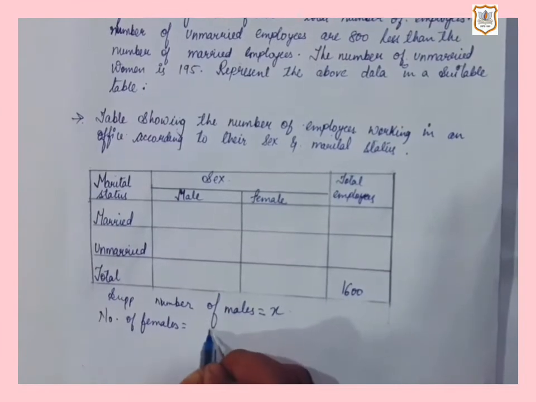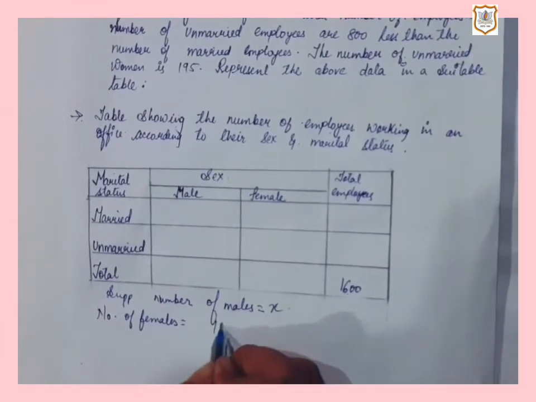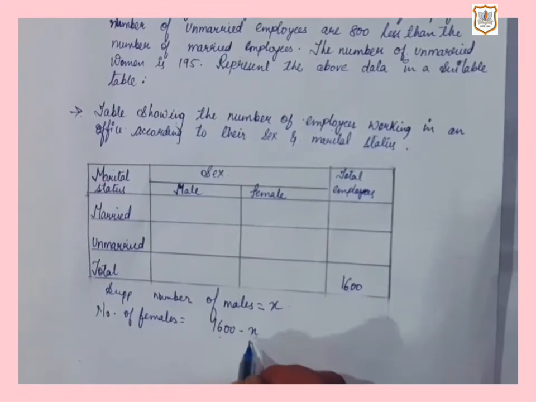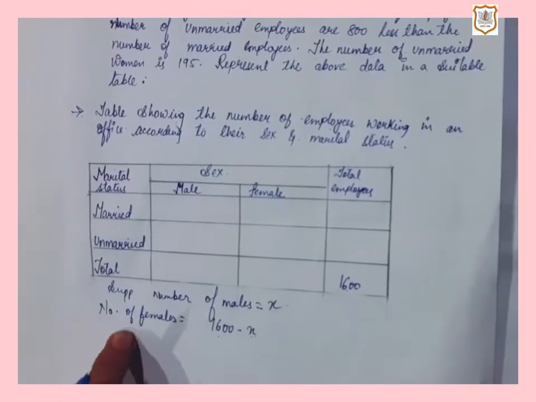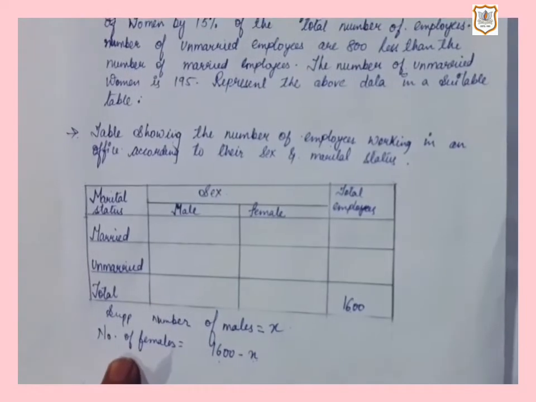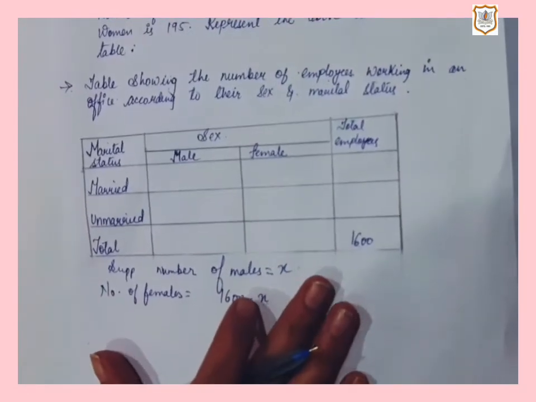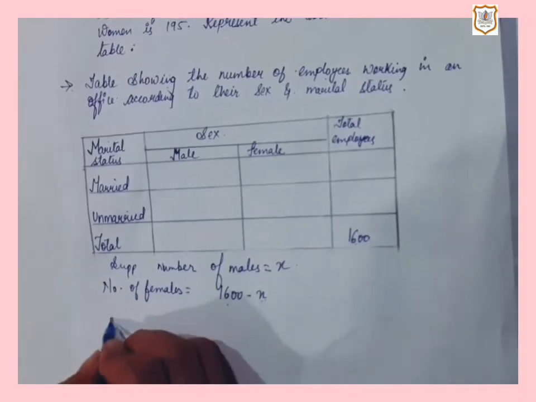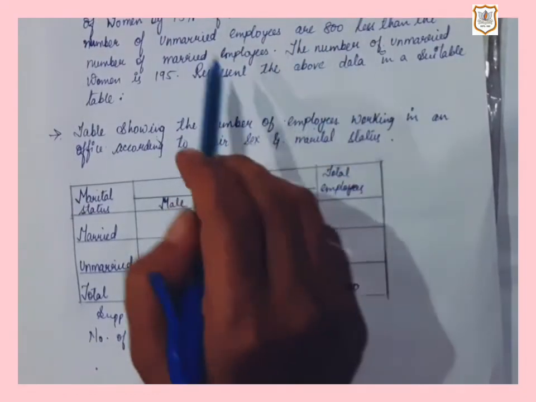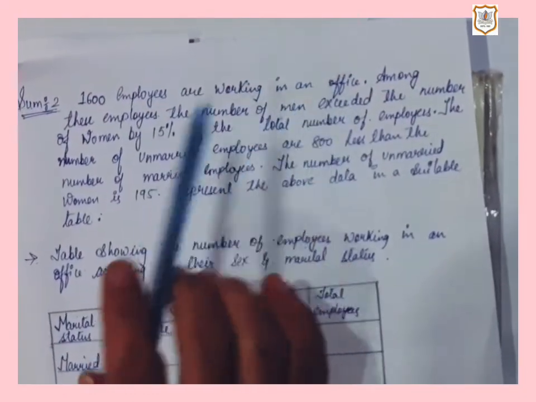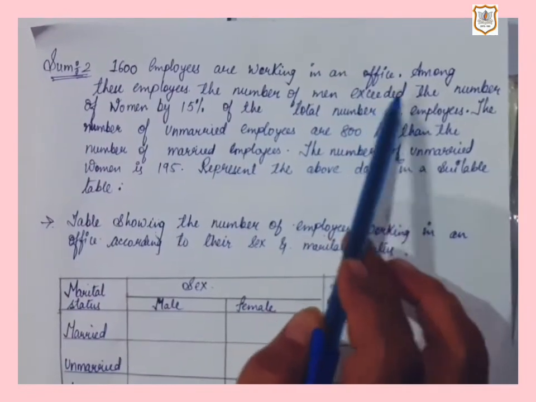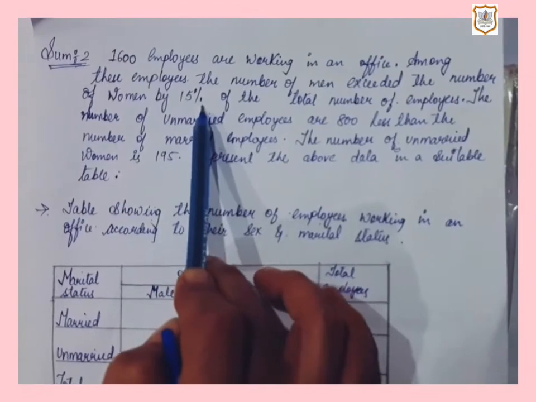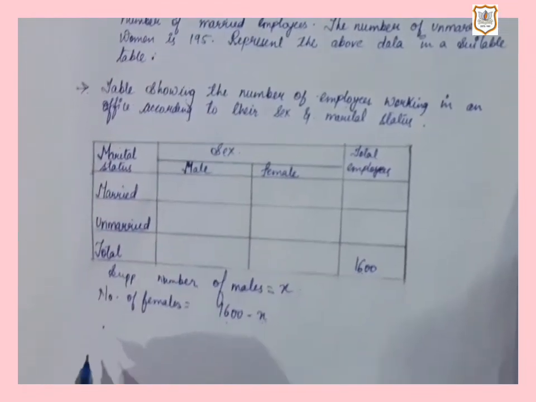That means total employees are 1600. 1600 minus X, where X means the number of males, gives us the number of females. So the number of females can be known in this way. And now here it is given that the number of men exceeds the number of women by 15%. That can be solved in this way.